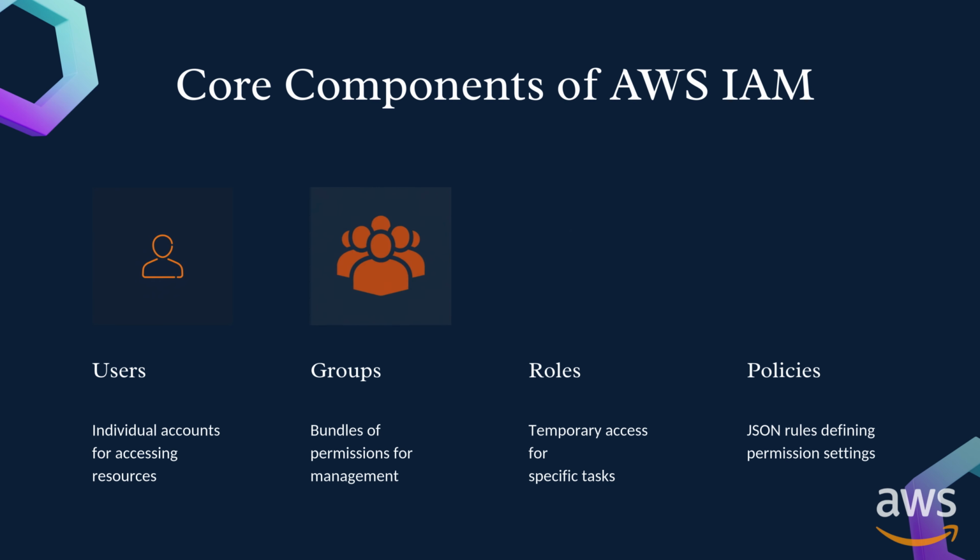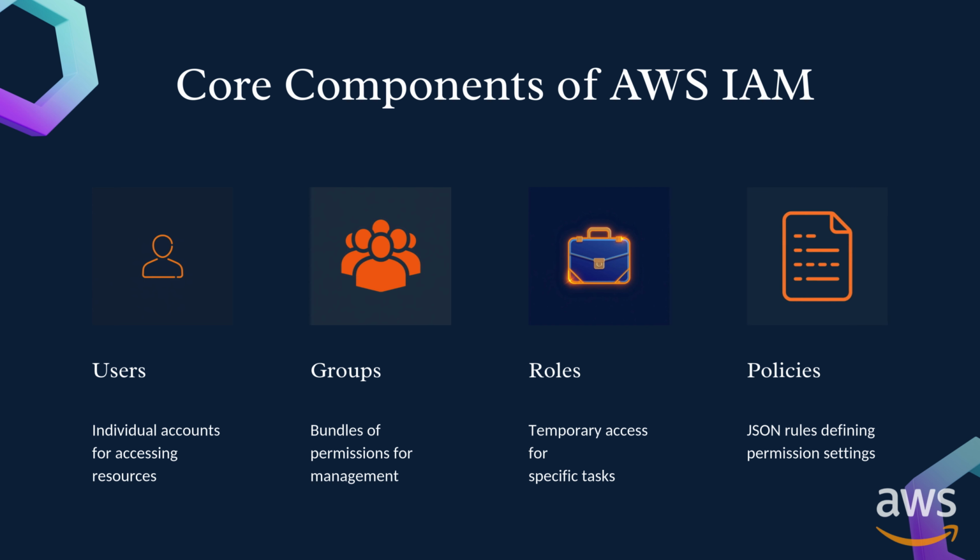Let's understand the four main components of IAM. First, we have users. These are individual accounts for people or applications that need direct access. Next are groups. They help you bundle users together and assign permissions easily. Then we have roles. These don't belong to any person. Roles give temporary access to AWS services like EC2 or Lambda. And finally, policies. These are permission documents that define exactly what actions are allowed or denied. Together, these components form the heart of IAM.